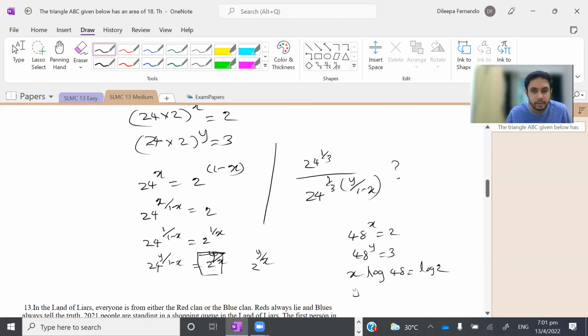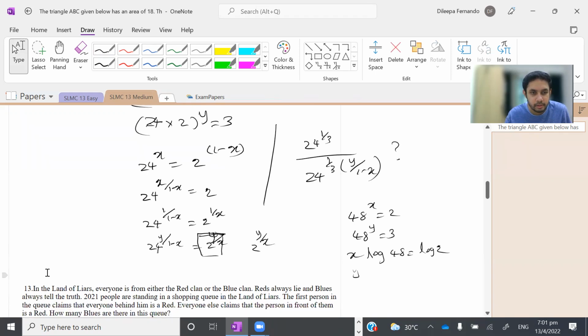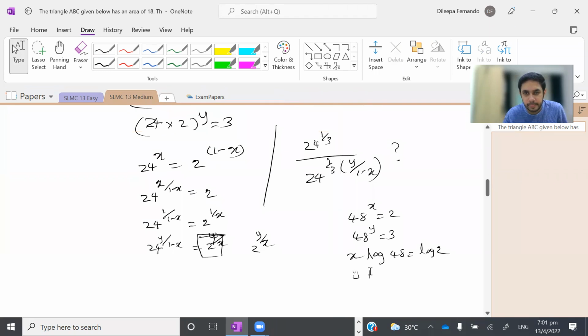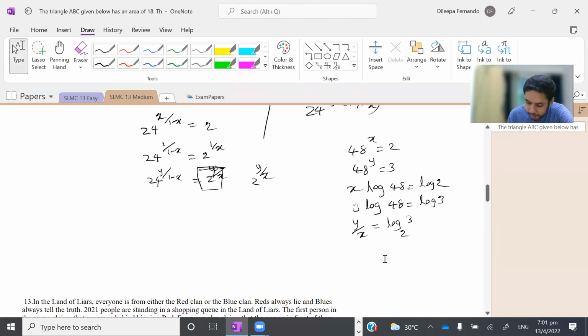y log 48 is log 3. So y divided by x is log 3 to the base 2. In other words, 2 to the power y over x equals 3. Now we can substitute.